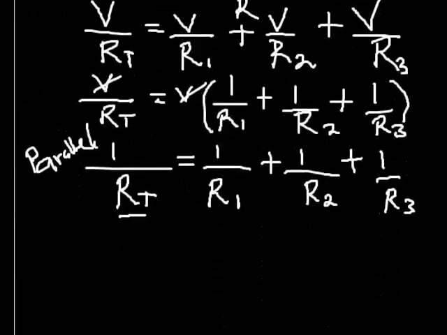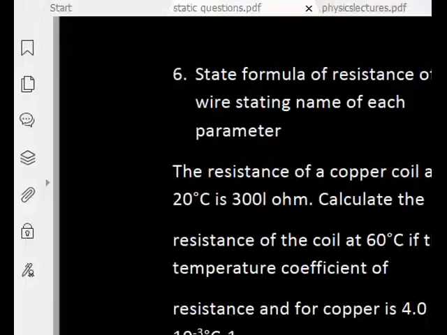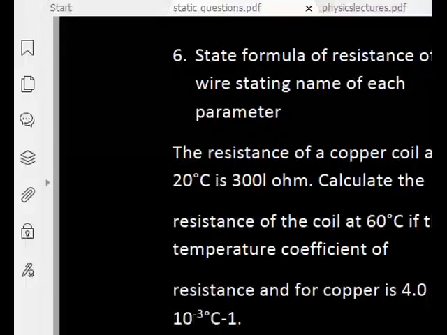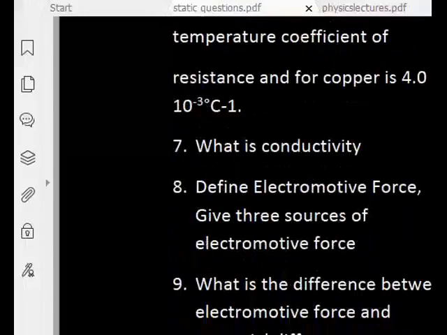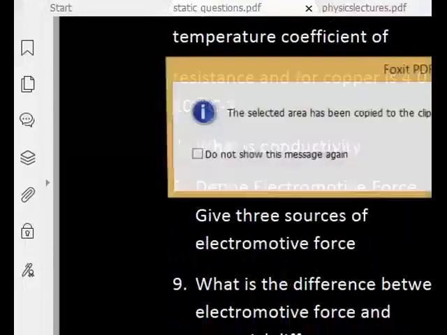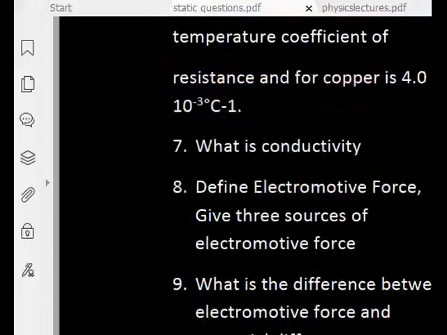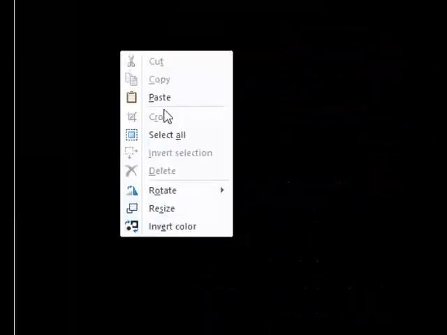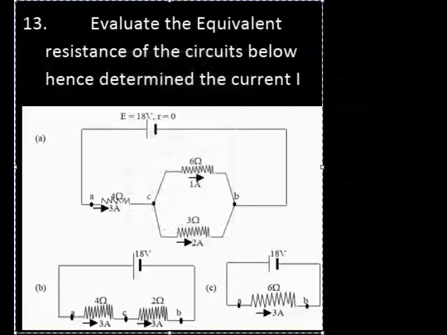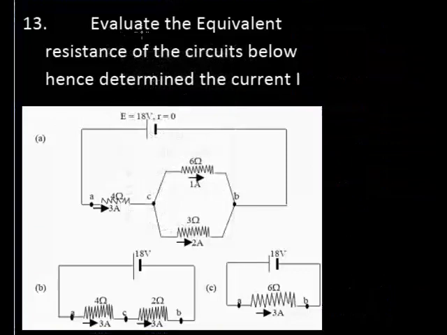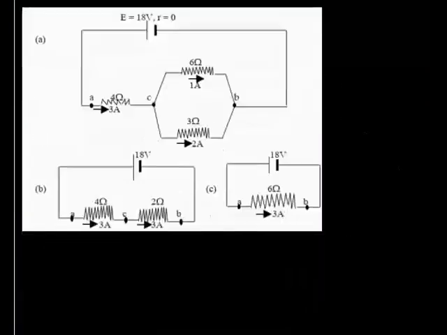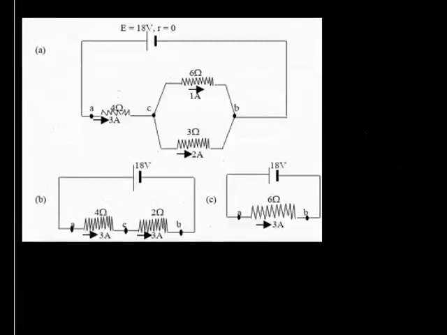So I think we can actually look at the next question. The next question is an example, and I love examples so that we can illustrate this. It's an example of what we did. The question is: evaluate the equivalent resistance of the circuit below, hence determine the current I. So circuit A and circuit B.